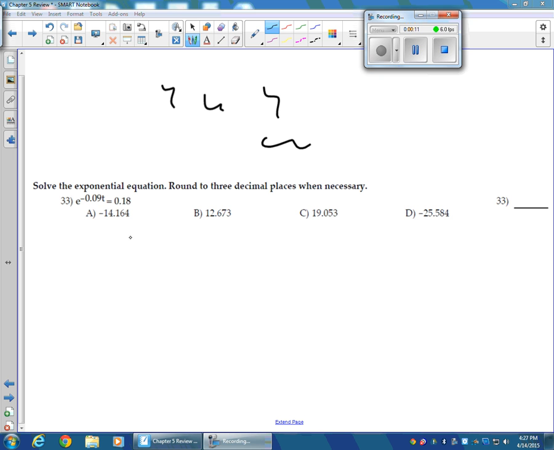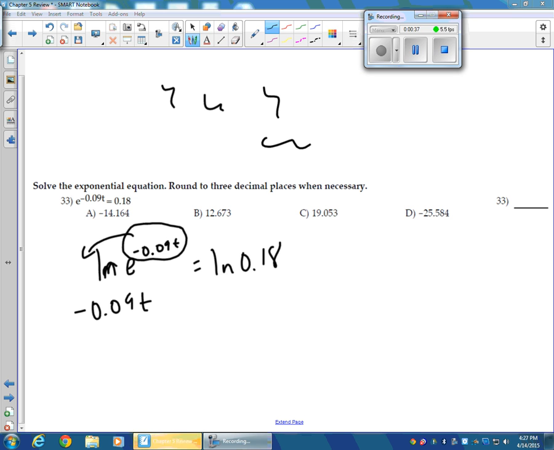This asks us to solve an exponential equation. Notice the e. When you see an e, that probably means you're going to do natural log, because the natural log of e is 1. So here on the left, I'm going to write natural log, and I'm going to write the equation. And then on the right, I'm going to write natural log. So I'm going to take this exponent off and bring it to the front. So when I bring that to the front, it's negative 0.09t times the natural log of e equals the natural log of 0.18. Natural log of e is 1, so negative 0.09t equals natural log of 0.18.